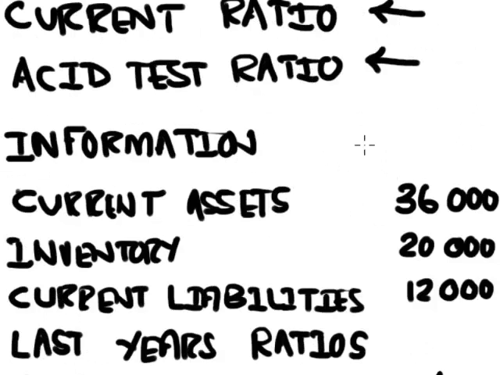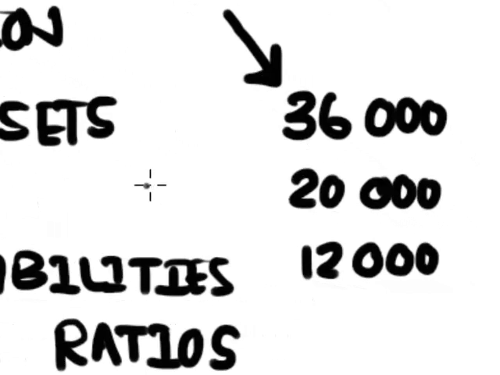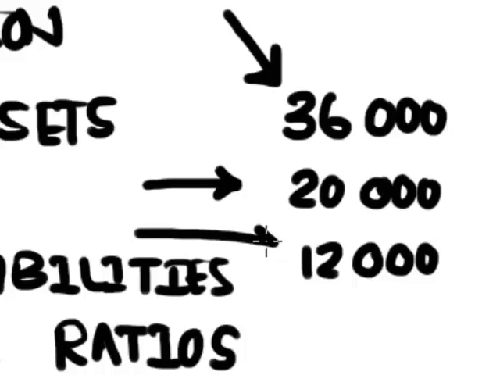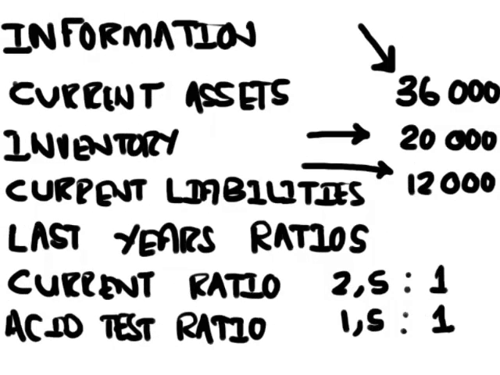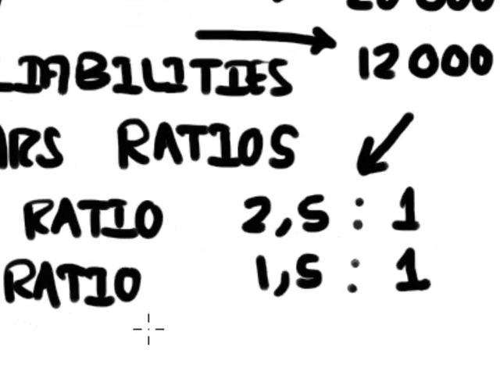We are given the current assets valued at 36,000. We are told that the inventory amounts to 20,000 and that your current liabilities amount to 12,000. You are also told that last year's ratios were as follows. The current ratio was 2,5:1 and the acid test ratio for last year was 1,5:1.